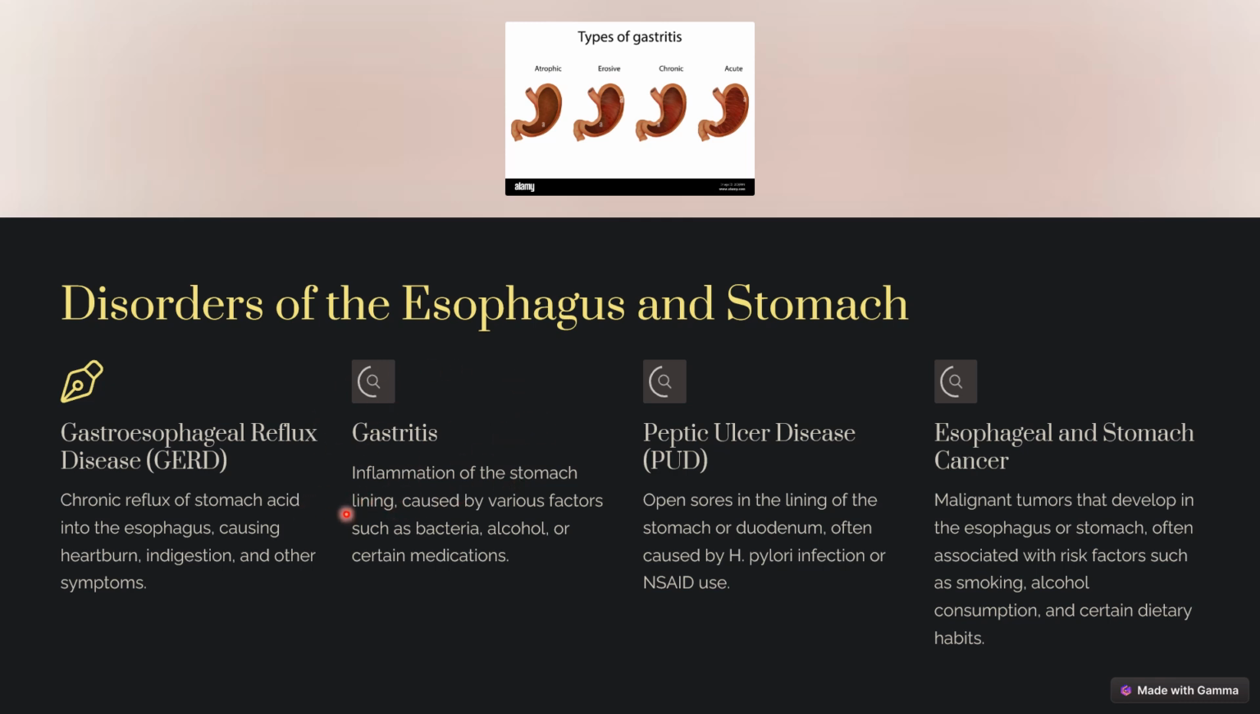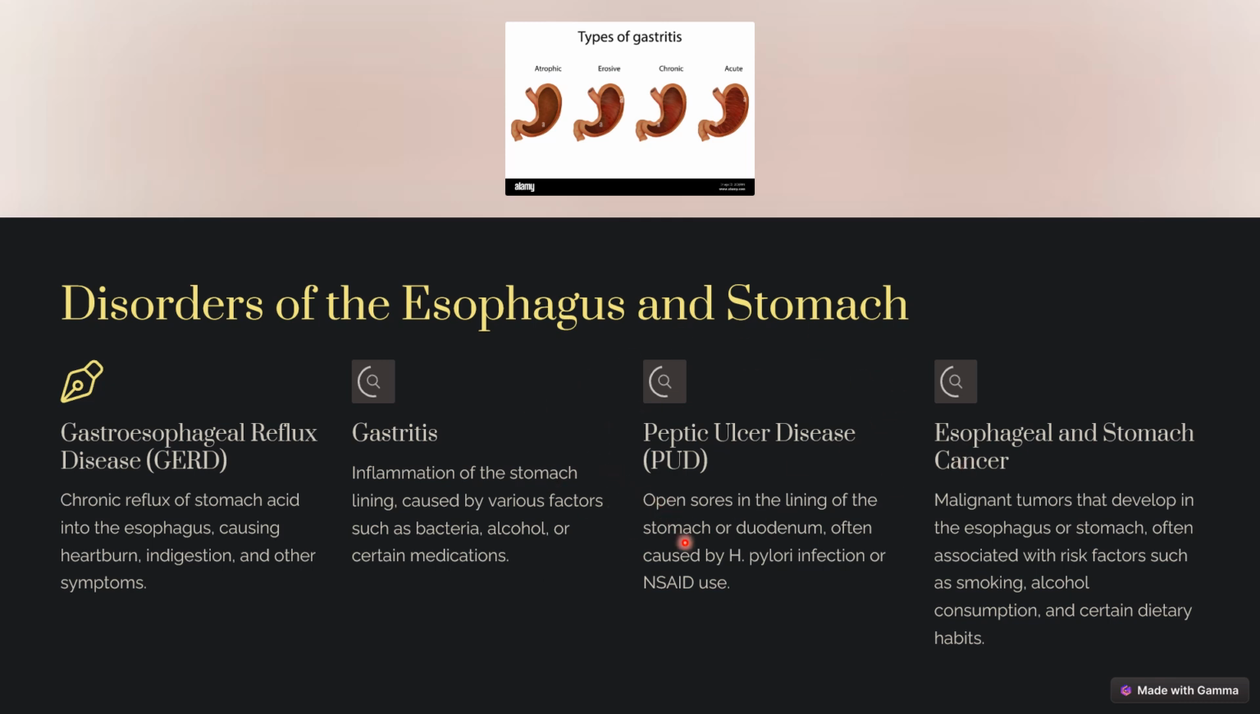Basically gastritis is the inflammation of the stomach lining, which is caused by various factors such as bacteria, alcohol or certain medications. Whenever the person eats spicy food, it damages the stomach lining. If there is any bacteria, it damages the stomach lining. Alcohol, if it stays for a prolonged time until it is digested or absorbed, further damages the stomach lining. And certain medications which are very irritant to the stomach lining, then also gastritis can happen.